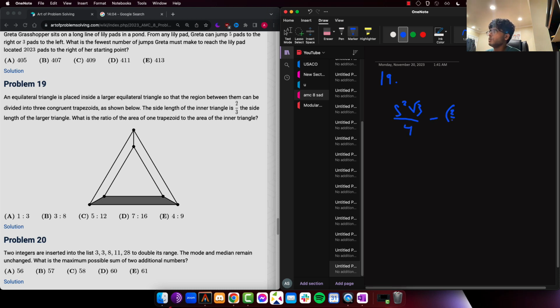Then you just have 2/3 squared times the same thing. And then you divide by 3 for one of these things, and then you divide by the area of the inner triangle, right? So you divide by 2/3 S squared root 3 over 4. Looks like this cancels out. So you have 1 minus 4/9, which is 5/9.